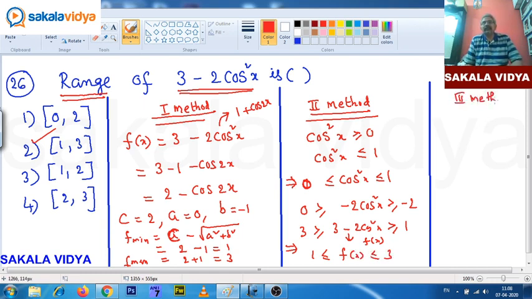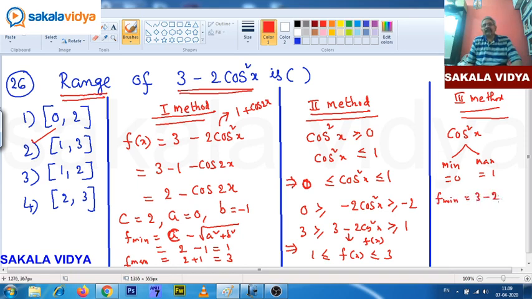The third method we can adopt is this: whenever cos square x or sin square x is there, cos square x has a minimum of 0 and a maximum of 1. So, that means if you want to find f minimum, put the maximum value: 3 minus 2, that is 1. Now, f max is equal to putting the minimum value: 3 minus 0, which is 3. So, that is all. So, the 3 methods we can solve this problem.